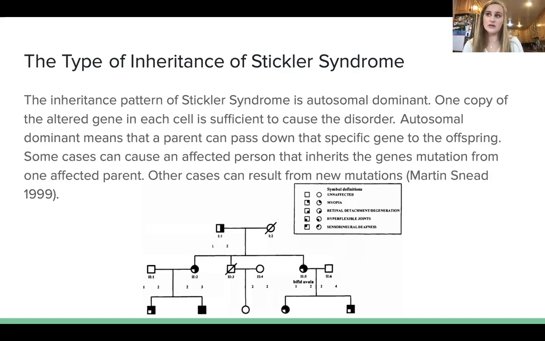So I have a pedigree. I know we haven't done many pedigrees in class, so I'm not too familiar with how to read them correctly. But here's sensorineural deafness, hyperflexible joints, retinal detachment, myopia, and just uninfected. So here's the uninfected over here. And then all the other offspring can result in the deafness, joints, retinal detachment, and myopia. So the main inheritance pattern of Stickler syndrome is autosomal dominant.